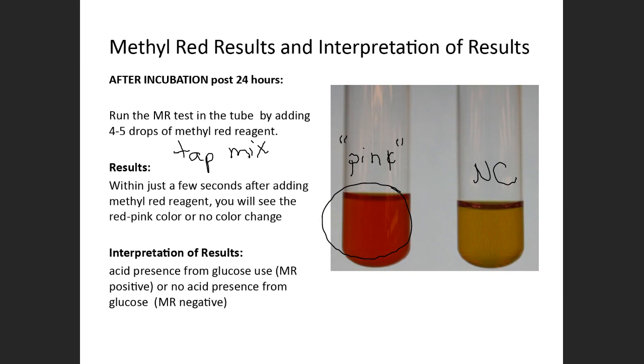Now, let's talk about what that means. Let's talk about how we interpret that change in color. If there is that pink or reddish color, you are going to say that there was acid produced when the glucose got broken down. That would be also MR positive. If there's no change, then no acid was detected from glucose breakdown, and that would be MR negative.